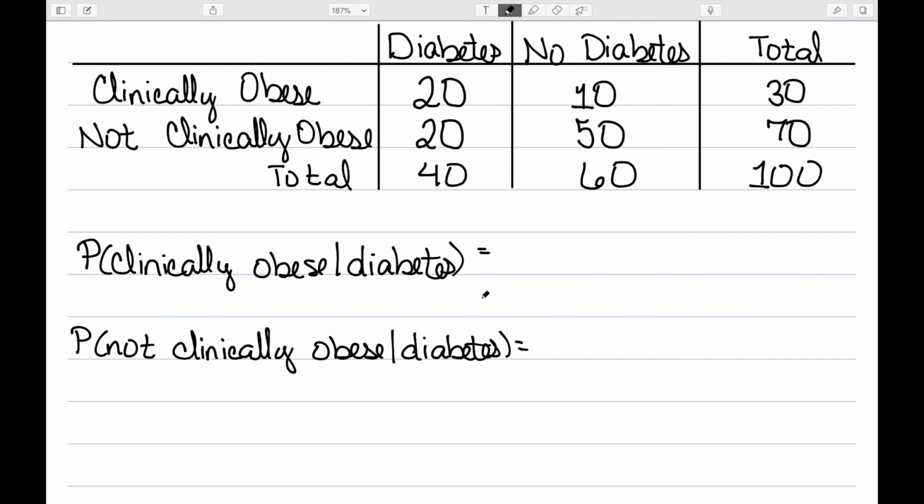Let's do one more of these conditional distributions. I want to find the conditional distribution given that a patient has diabetes. So I know this patient has diabetes. So I'm considering this column right here. This is something that I already know. So what's the chance that they are clinically obese? Well, we have a total of 20 out of 40, or 0.5. What's the chance they're not clinically obese? Once again, we have 20 out of 40, or 0.5.